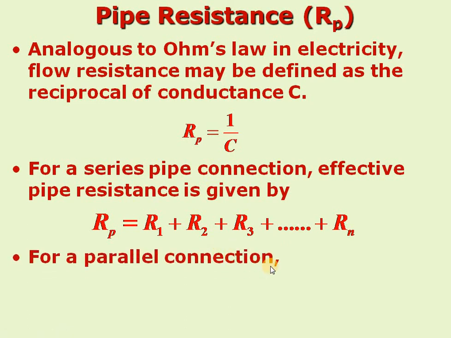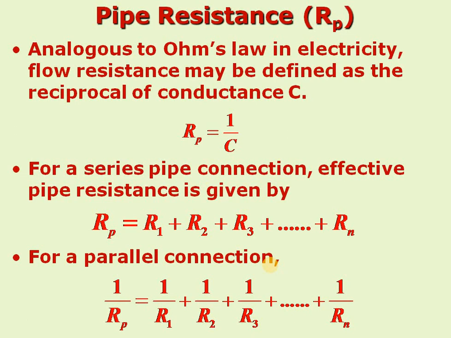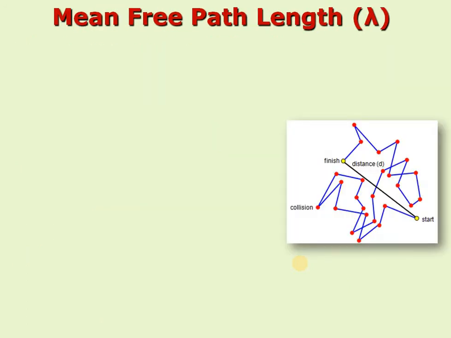And in a parallel connection, you can connect the pipes in a parallel way. So where the resistances combine this way, we get 1 by Rp, the total effective resistance, equal to 1 by R1 plus 1 by R2 plus 1 by R3, and so on. These are very clear. In many cases you will have to connect the pipes in series, and in many other cases you will have to connect the pipes in parallel. So accordingly, you can use either equation.